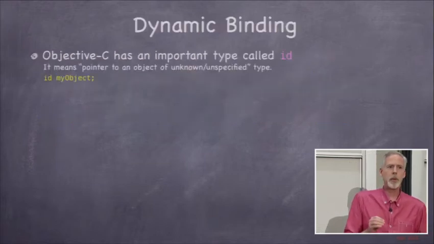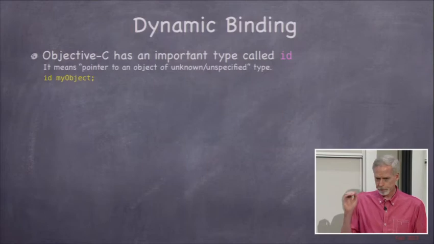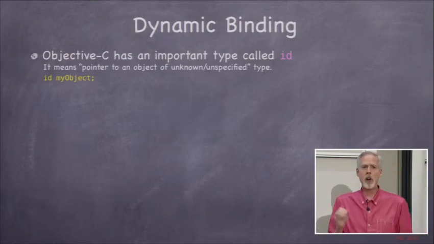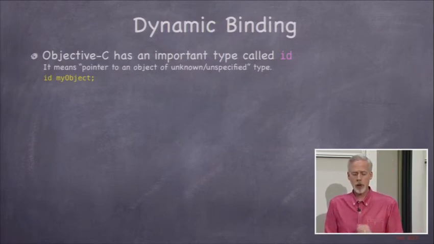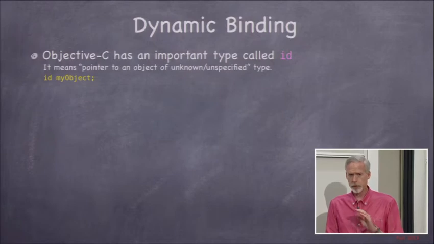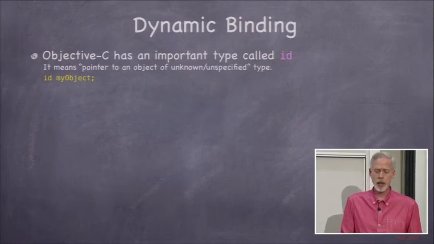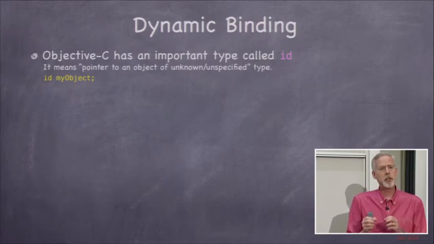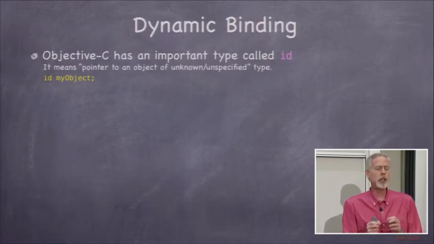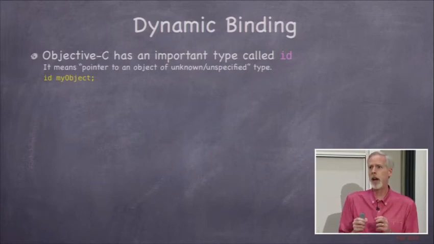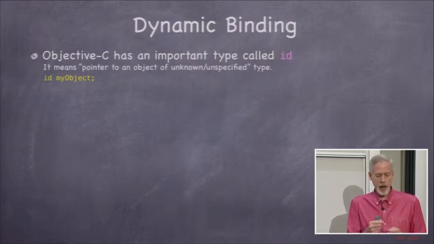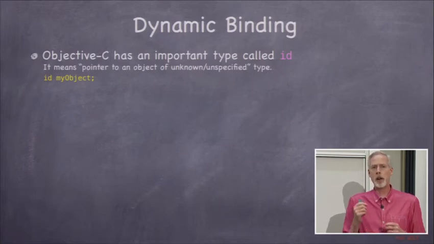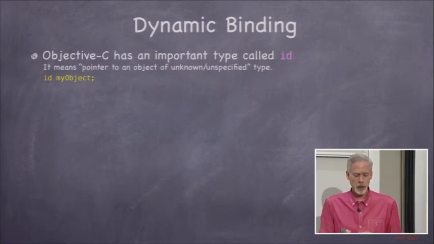All right, dynamic binding. Objective-C handles the dispatching and calling of methods differently than languages that most of you are used to. It does what's called dynamic binding. Okay? And you'll see what dynamic binding is as we go through this slide. But the important thing to understand about dynamic binding and about Objective-C is that there's a really, really important type in Objective-C called id. We call it id, by the way. So here, that line of code, I would say that's id, myObject. Okay? So I'm declaring a pointer, myObject, which is of type id.